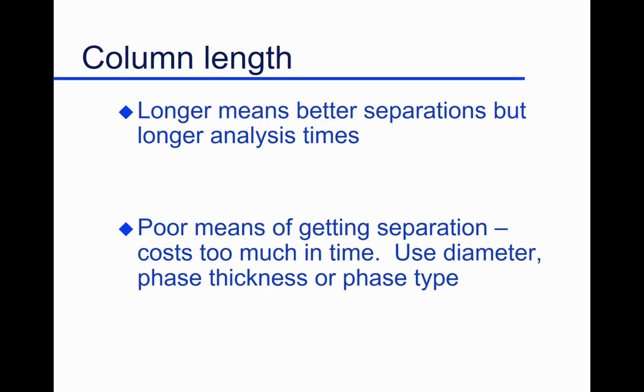But that means a longer time to come out, a longer time to get your analysis done. So you really like to see short columns, hydrogen carrier gas, thin films, and so on down the line. We use diameter, phase thickness, phase type. These are what give us our separating power. We can go up actually to 60 meters. I've seen columns 100 meters in length.